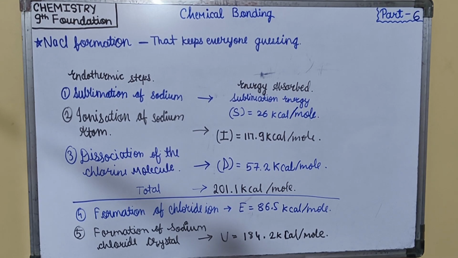Application of the Born-Haber cycle: the main uses of the Born-Haber cycle are the calculation of lattice energy of ionic compounds and electron affinities of the elements. From the third equation, lattice energy U is equal to F minus, in bracket, S plus I plus half D plus E. In an ionic reaction, substituting the values of F, S, I, D and E, we can get the lattice energy of any ionic compound. I hope you have understood till this.